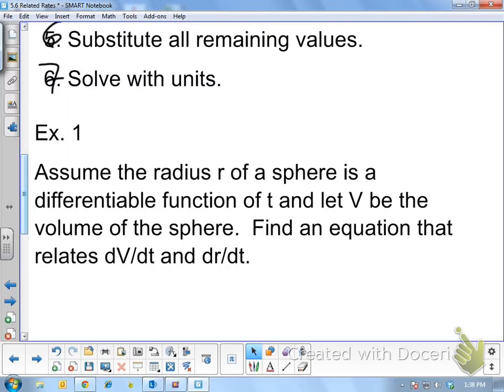So let's assume the radius r of a sphere is a differentiable function of t, and let V be the volume of the sphere. Find an equation that relates dV/dt and dr/dt. This isn't a full-scale related rates problem. It's just to help us with the beginning setup of how we find these equations. This one we're going to stop just after we find the equation we would use.